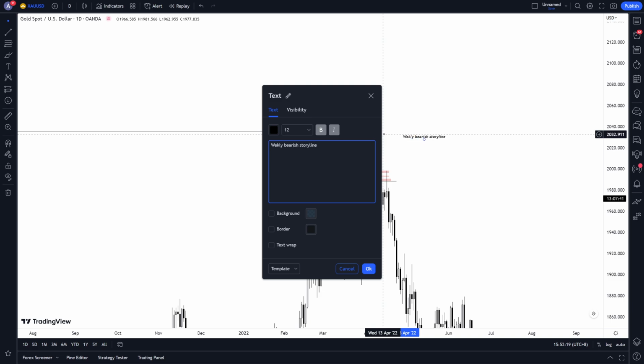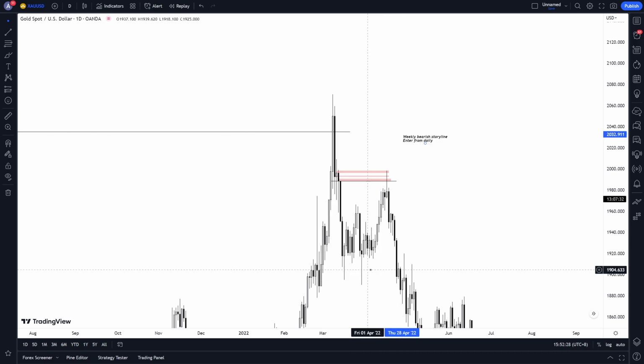Weekly bearish storyline, we know what? Enter from daily. Correct? That's it, man. But we don't know which one. We just need to confirm, or highly expect, which one is going to react from. We don't know this one, we don't know down here, whatever.